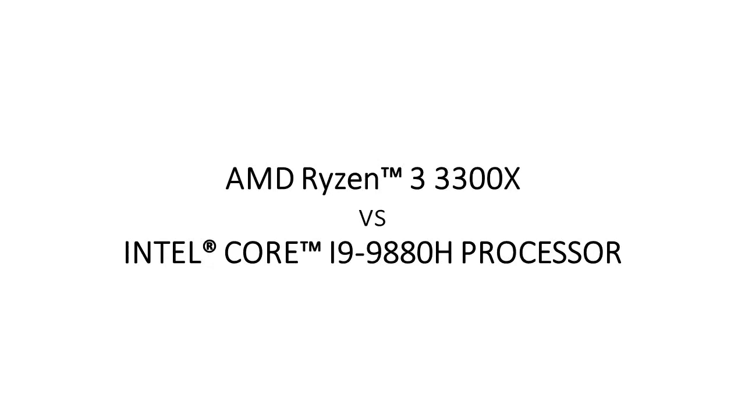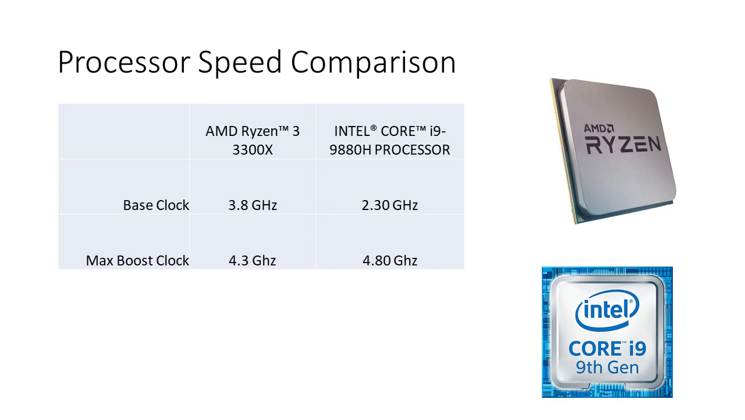Today in this video I'll be talking about the two different processors, that is the AMD Ryzen 3300 series processor and the Intel Core i9 processor. First let's start with the processor speed being offered by both AMD and Intel. In the AMD processor we are getting a processor speed between 3.8 GHz to 4.3 GHz, while in Intel we are getting 2.3 GHz to 4.8 GHz.